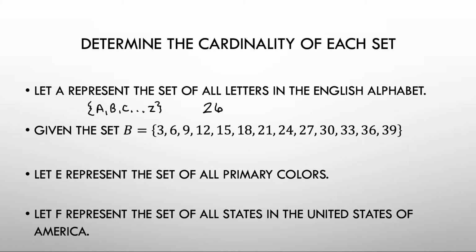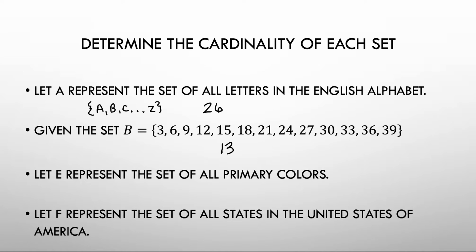For our second example, we have the set B, which contains the values 3, 6, 9, 12, 15, 18, 21, 24, 27, 30, 33, 36, and 39. What is the cardinality of this set? In order to determine that, we would need to count the number of values in the set. As you count: 1, 2, 3, 4, 5, 6, 7, 8, 9, 10, 11, 12, 13. Actually 13 elements in the set. And so the cardinality will be 13.